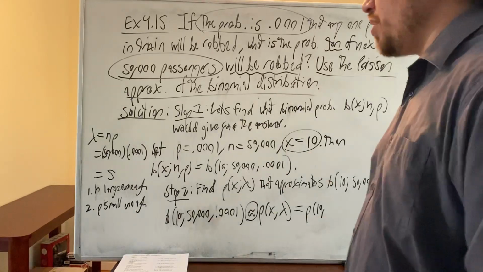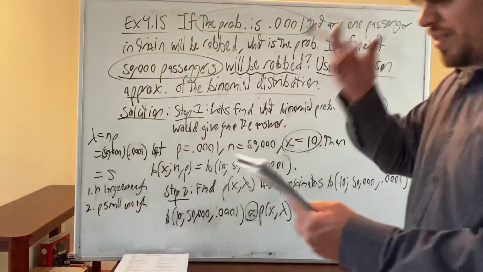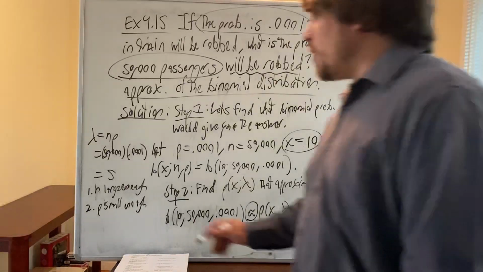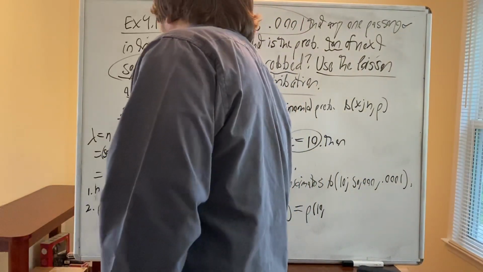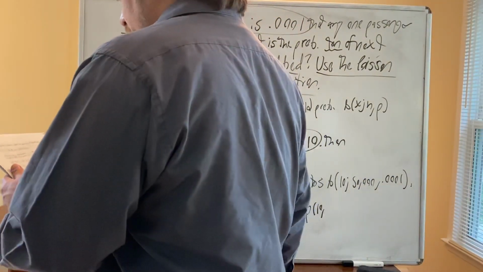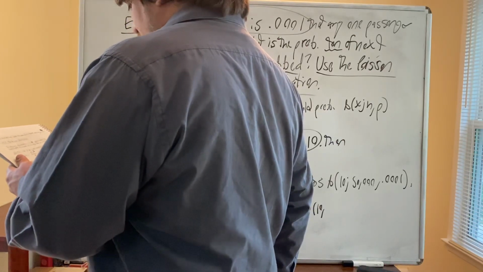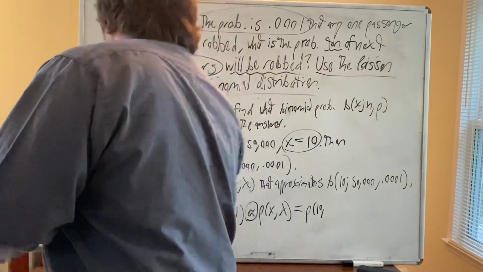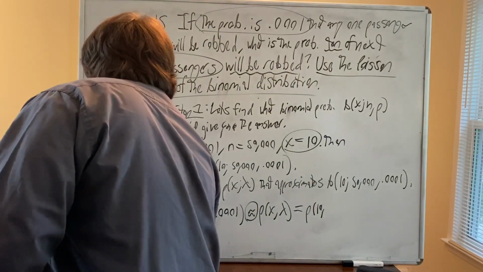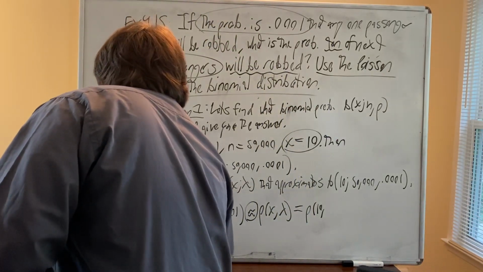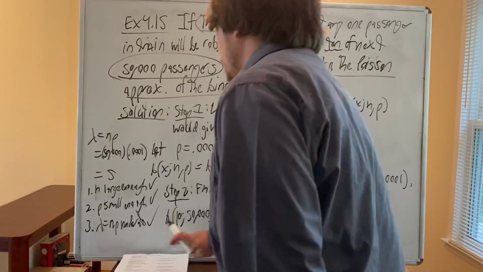So little n is large enough and p is small. Yeah, that's good. Okay, so I'm thinking of the hyperbolic. Little n is large enough, little p is small enough. That's good, and lambda equals np is moderate. Let's check that also.